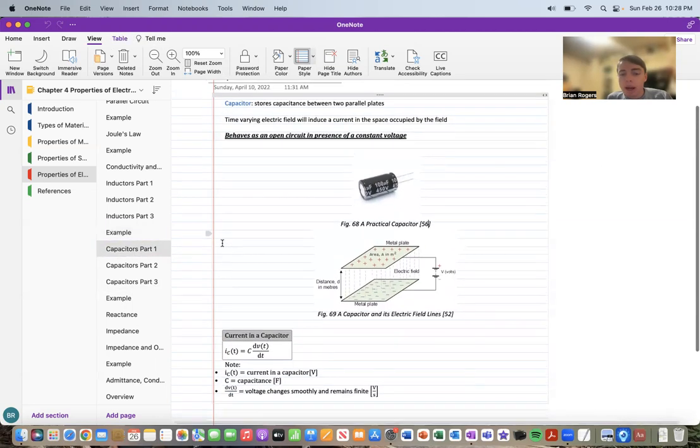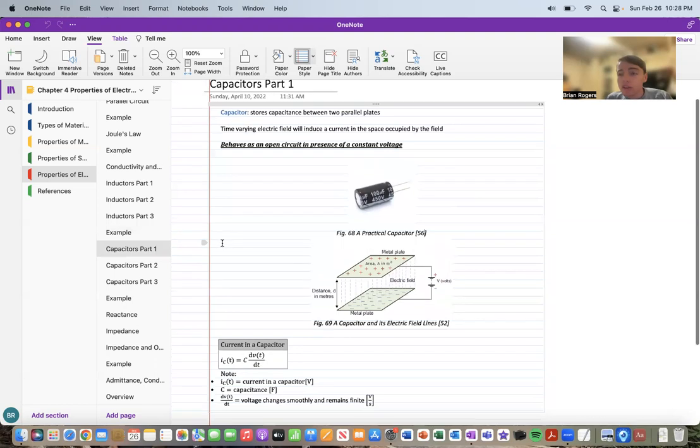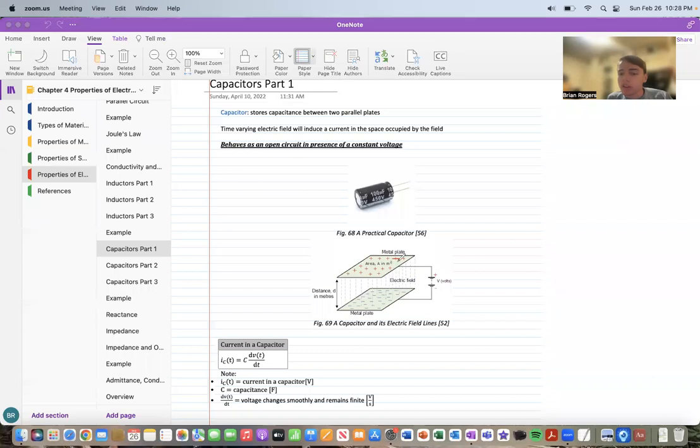Now we're going to look at capacitors. Capacitors store energy between their two parallel plates. Remember how I said there was a potential difference between the two plates? There's positive charge and negative charge, and an electric field is created. So a capacitor stores energy in its electric field.